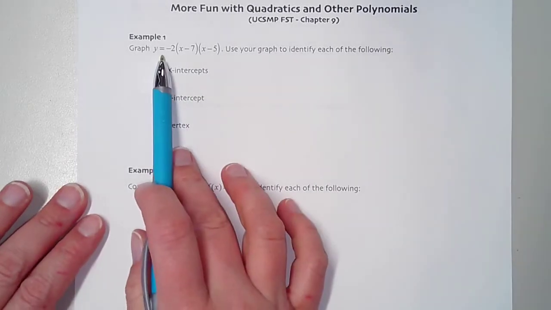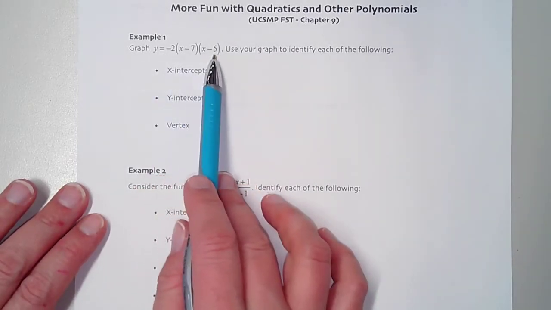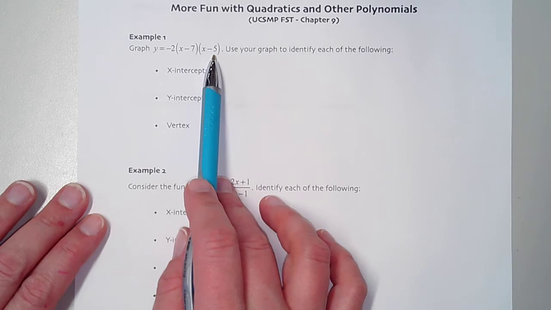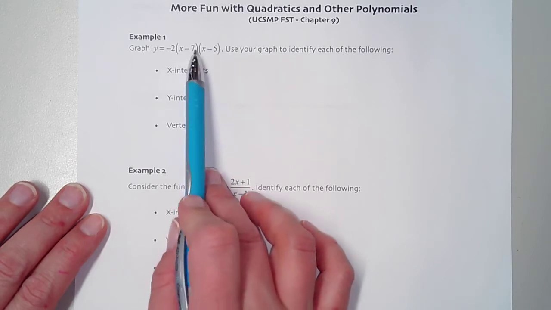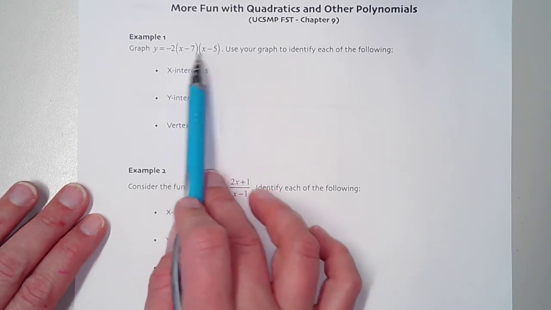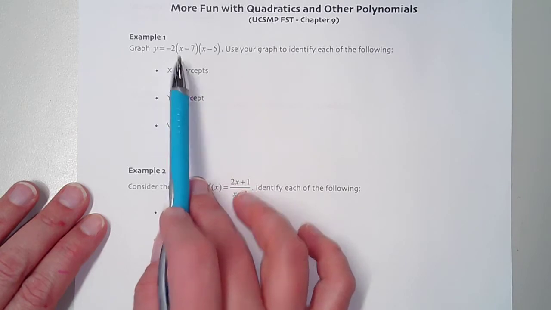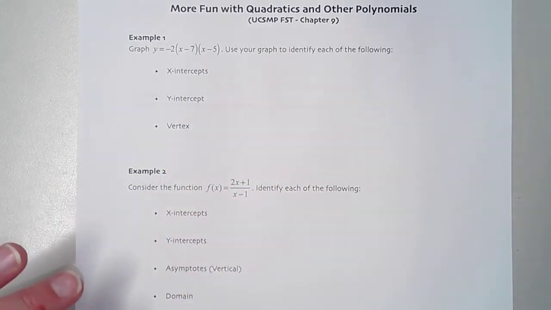So looking at this function, first of all, I hope that you can recognize that this is going to be a quadratic. This is going to be a parabola when we graph it. Because if I were to FOIL this out, I would end up with an x squared in there. Okay, so this is a quadratic. It's going to be a parabola.